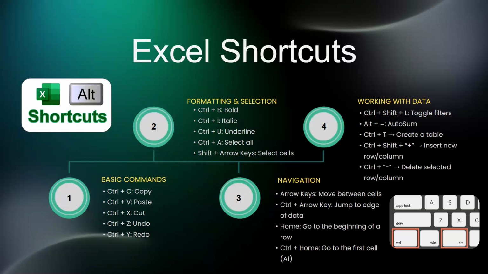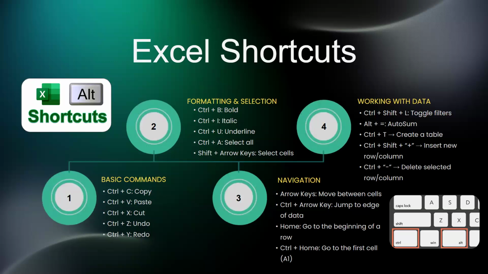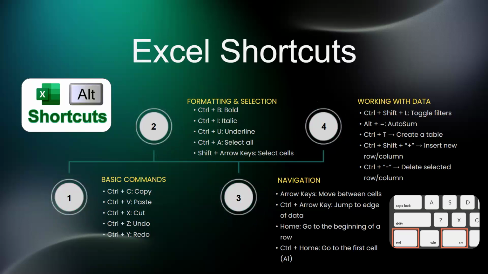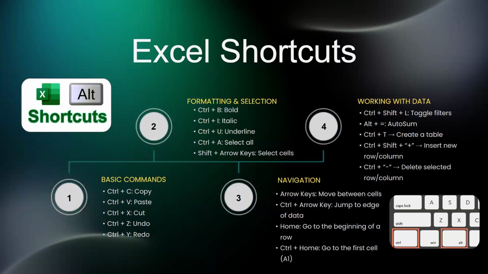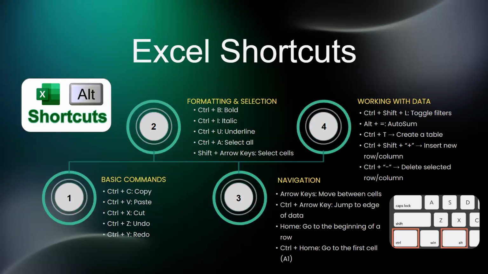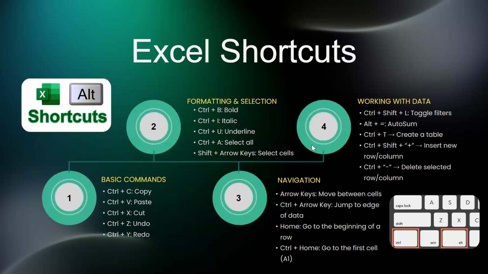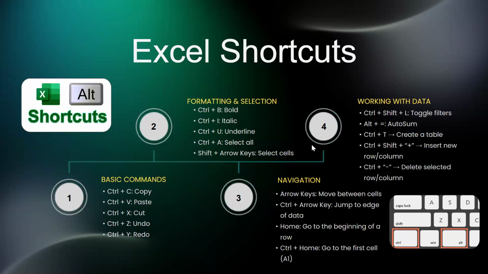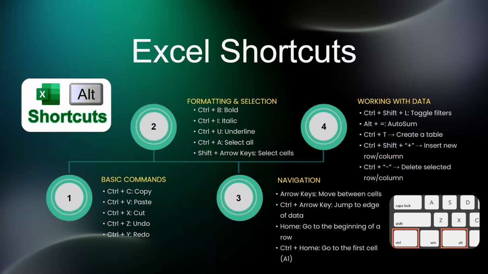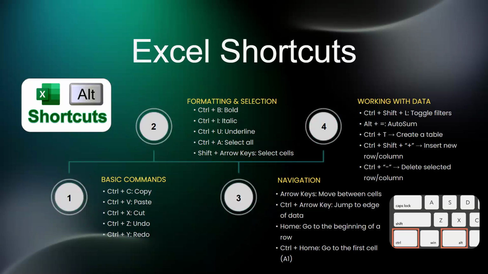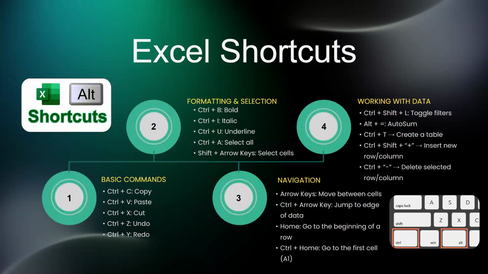And then working with data, we have Control plus Shift plus L to toggle filters. And then we have Control plus equal to sign for auto sum. We're gonna learn more about auto sum in the further presentation. And then Control plus T just to create a table, Control plus Shift plus plus to insert new rows and columns, and Control plus minus just to delete certain rows and columns.